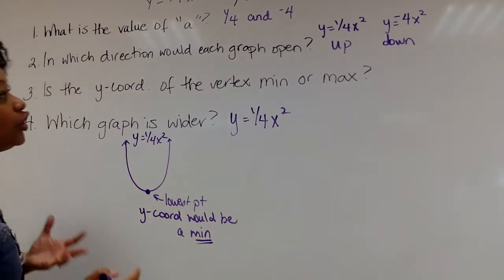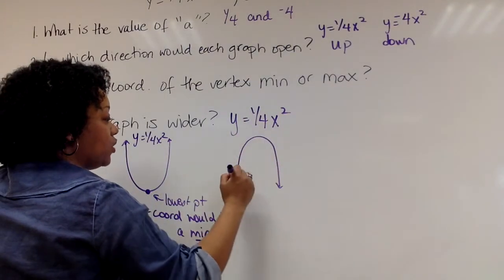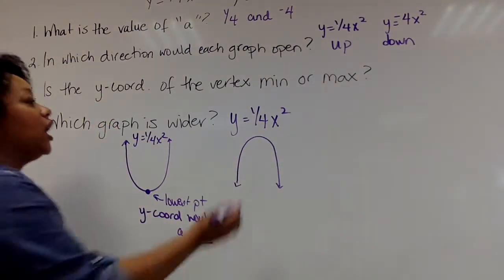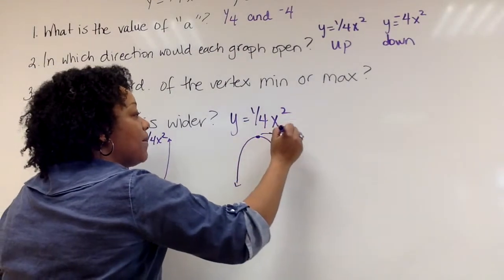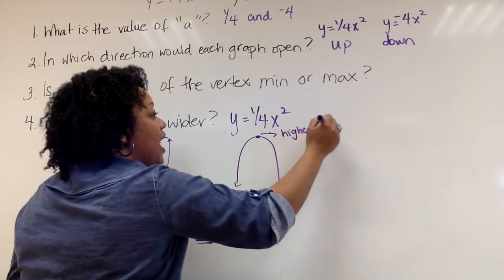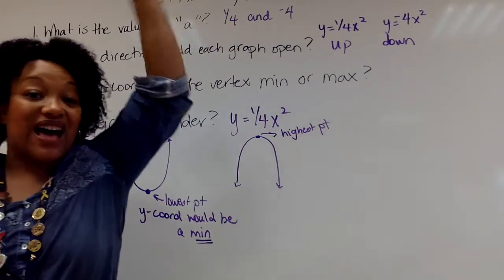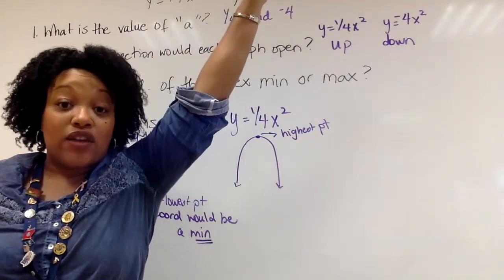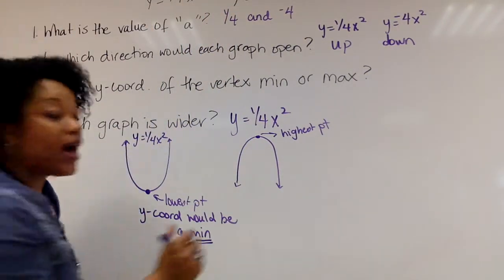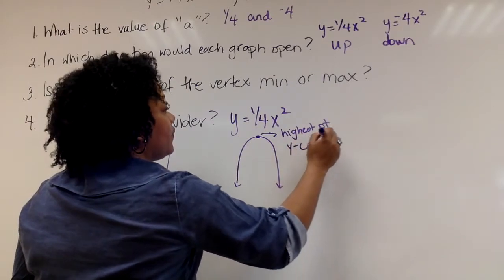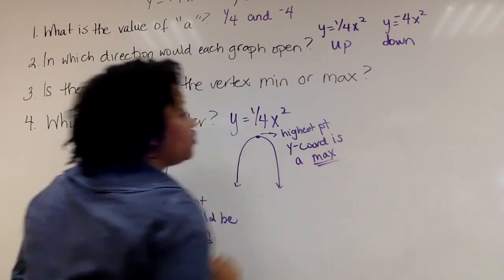The second graph, you're looking at it. It's got a negative A. So I know that my graph is going to open down. So where would your vertex be? Up at the top. That's your highest point of the parabola. And guess what? If that's the highest point, that means that y-coordinate is at the maximum. That's the highest y-coordinate you will have before it starts falling down. So your y-coordinate is a maximum. That's the largest y-coordinate you have.